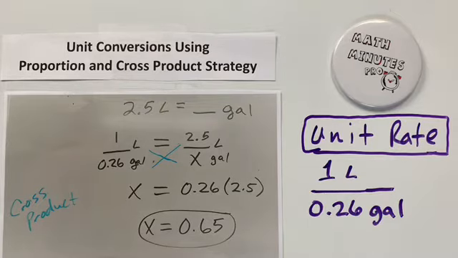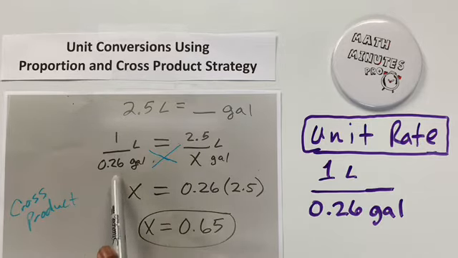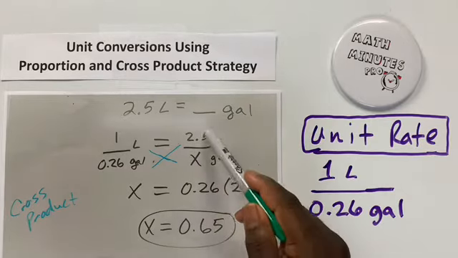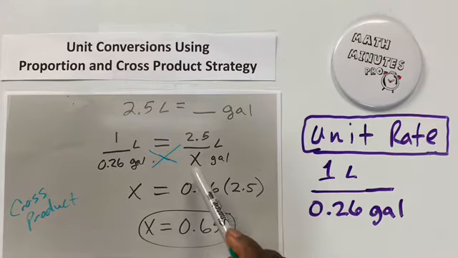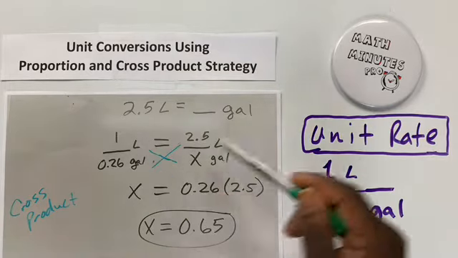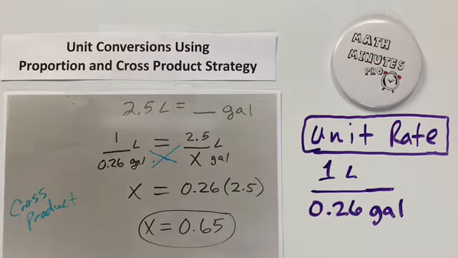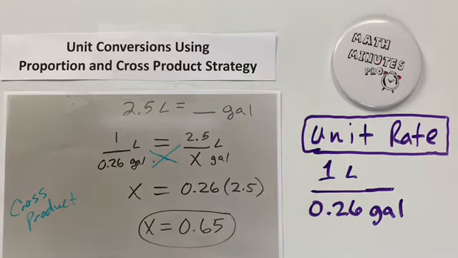Now that we have identified our unit rate that relates liters to gallons, then we set up the proportion right here. So we write 1 liter over 0.26 gallons equals 2.5 liters over X gallons. Now just notice that we have liters to gallons and liters to gallons. That's how you know what to put in the numerator and the denominator. Since we started off with liters in the numerator, we're going to have liters in the numerator over here.